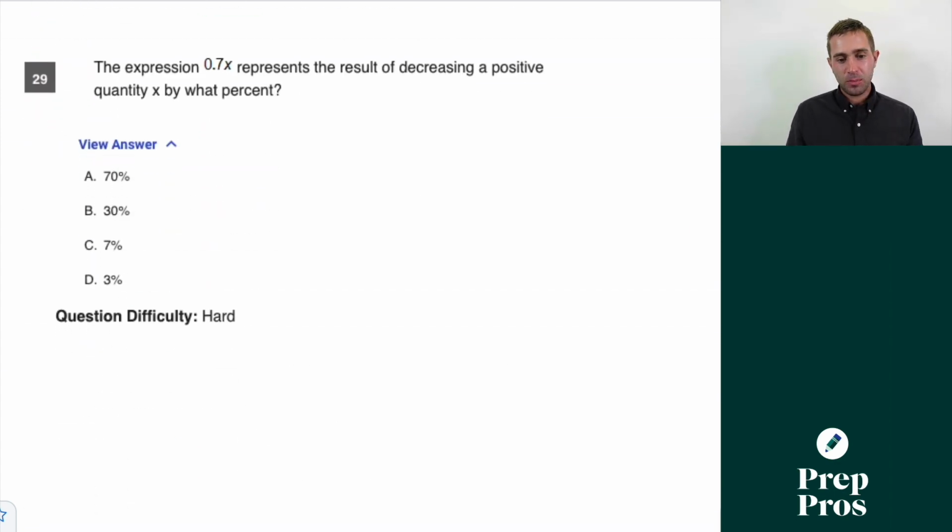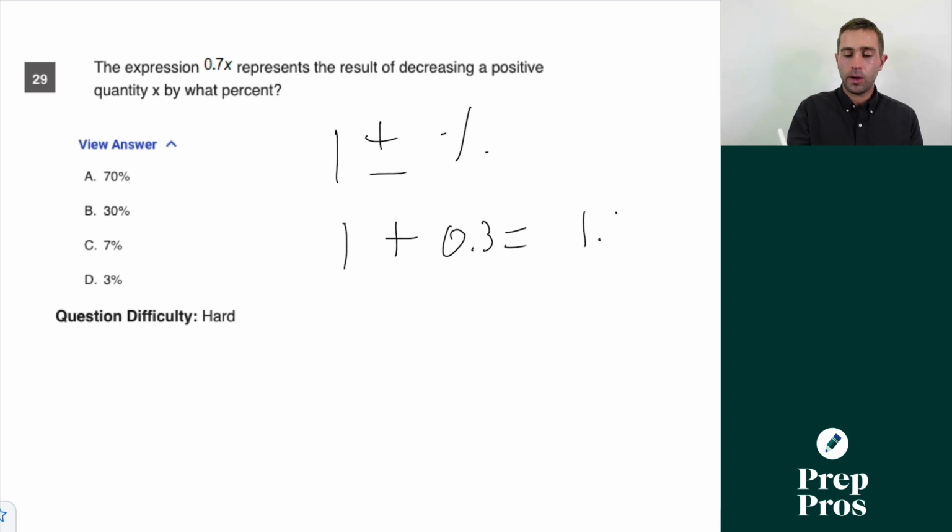The expression 0.7x represents the result of decreasing a positive quantity x by what percent? The SAT loves these percent increase decrease questions, and they're really easy once you know how to handle them. Anytime you're dealing with percent increases or decreases, it's always 1 plus or minus the percent expressed as a decimal. So let's say we were looking for a 30% increase. This would be the same as 1 plus 0.3, which would equal 1.3.